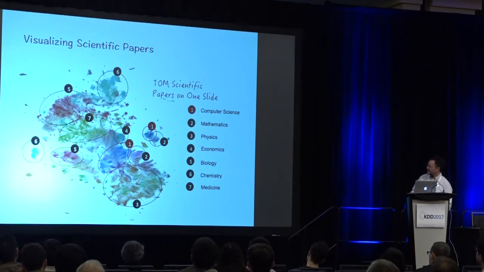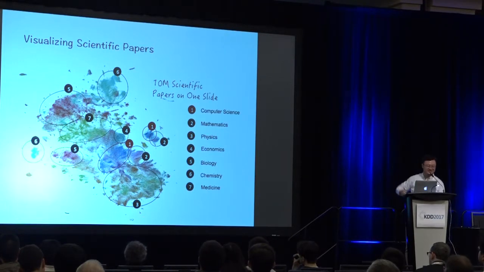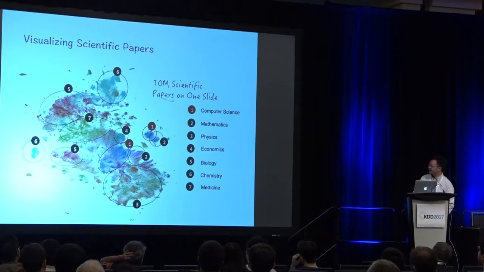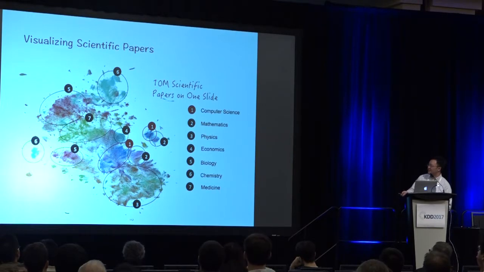You can say physics and biology are on two extremes. So apparently they don't talk to each other, right? And you can also see chemistry is much closer to biology than physics. You can also see medicine. Medicine lies in between biology, chemistry, and a bunch of social sciences.